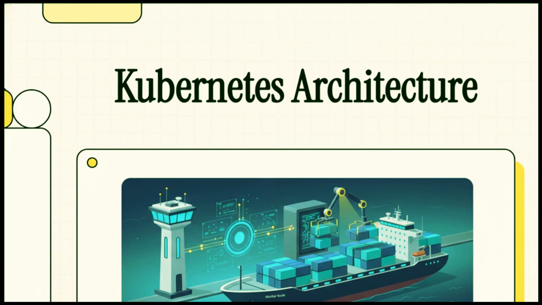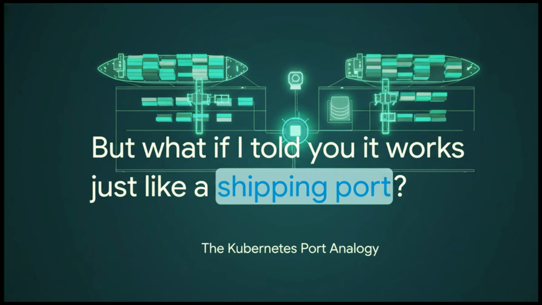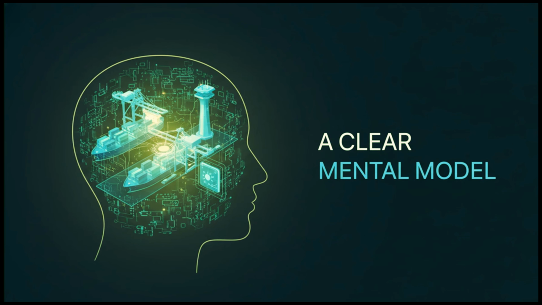Ever feel totally lost looking at Kubernetes diagrams? Don't worry, we're going to simplify it with a shipping port. Yeah, it can look like this massive, intimidating machine with a language all its own, right? But I promise you, it's not magic. It's actually a really organized system, a lot like a busy shipping port. And by the end of this, you'll see exactly how it all fits together to get your apps running.